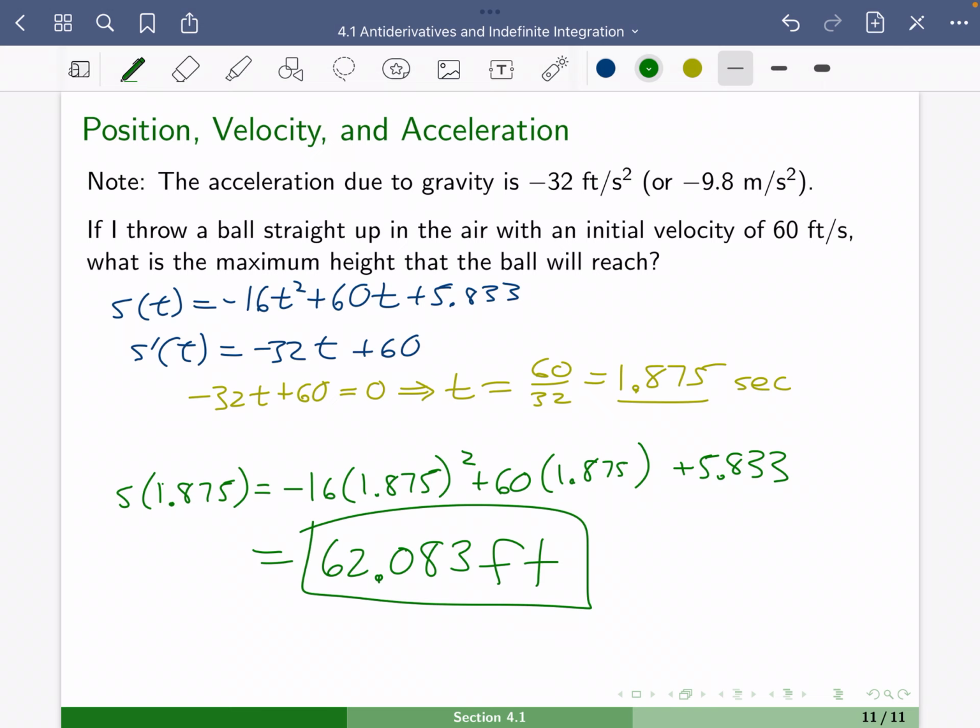And that's how you can use integrals to find solutions to problems related to physics.